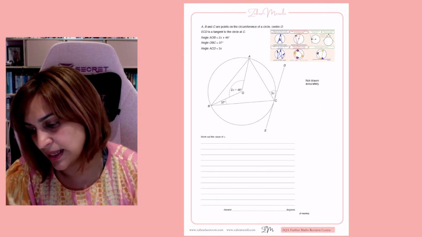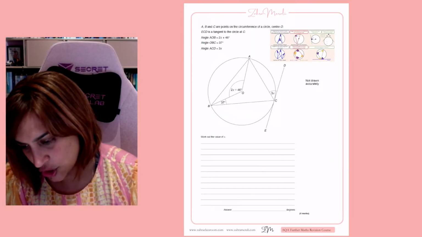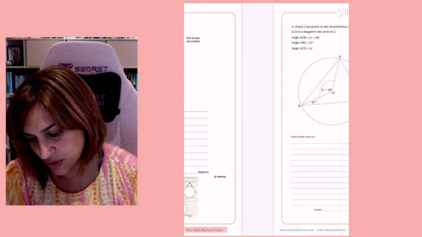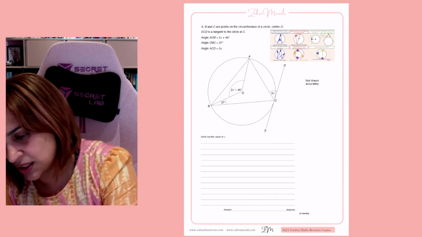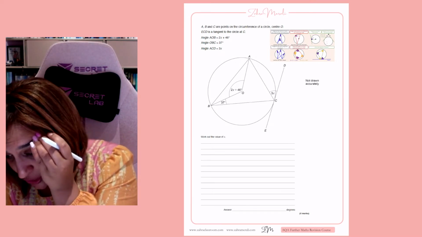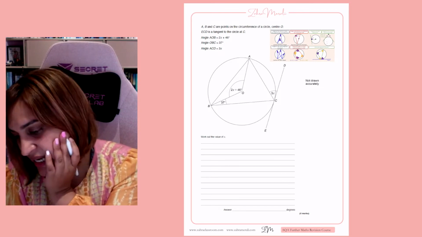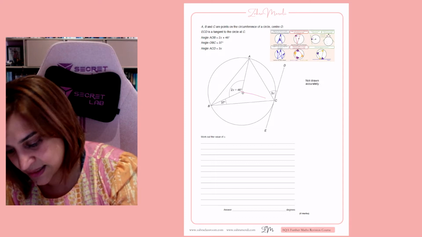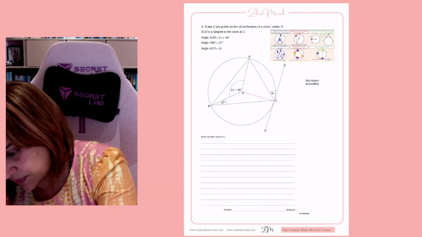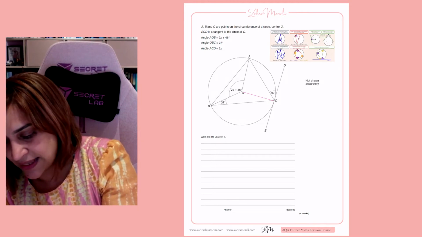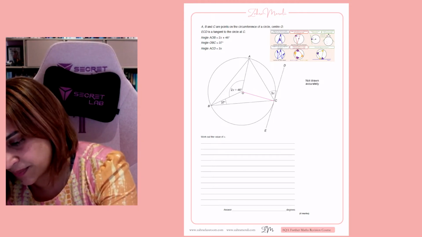Okay, next one. In this question here, we've now got a tangent. So we think, what are my rules with my tangent? The tangent meets a line from the center and makes 90 degrees. That's one of the rules. We haven't got 2 tangents, so we don't worry about this one. And then we've got the alternate segment theorem.